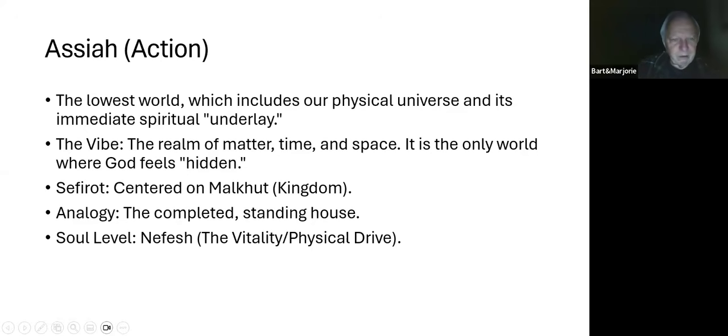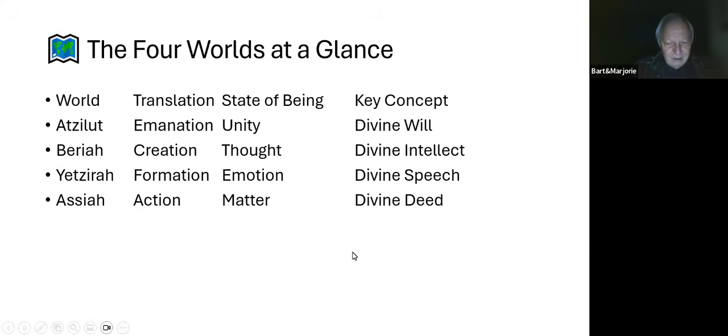Finally, in the lowest world, which includes our physical universe and its immediate spiritual underlay, we have the realm of matter, time, and space. It's the only world where God feels hidden. It's centered on the Malkut, or the kingdom. It's the completed standing house, and it's the vitality and physical drive that takes it through.